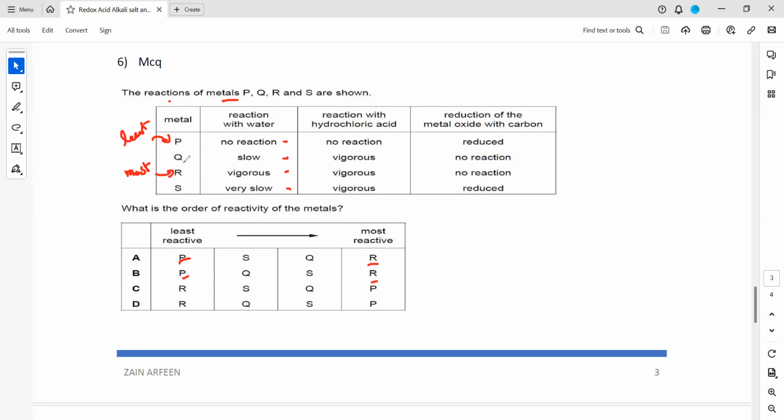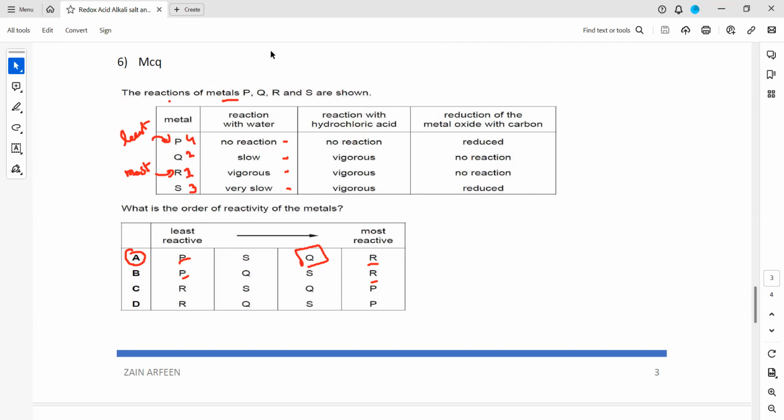Now the position of Q and S. If you check, Q is reacting slow, but S is reacting very slow. So it means Q is more reactive than S. In which one is Q more reactive than S? Here Q is more reactive than S. So in that case, A will be the right answer. Why? Because we want the most reactive: most reactive is R, the first position. Then this is the second position, this one is the third position and this one is the fourth position. So it is from least to most. Least is P and most is R.